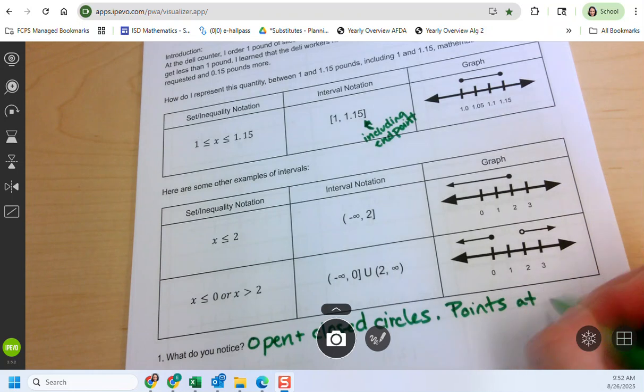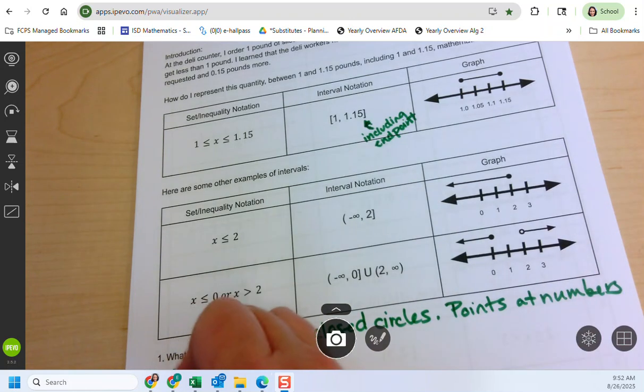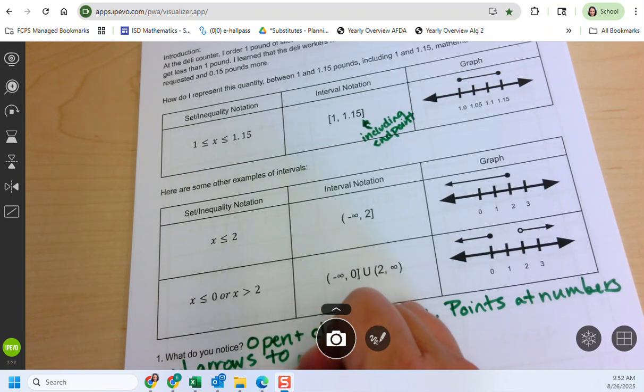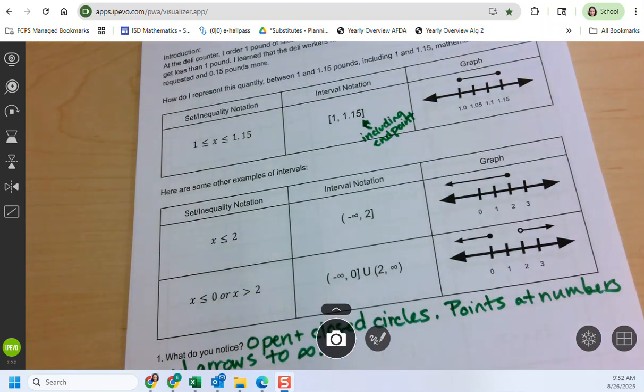Points at numbers and arrows to infinity. Well done. All right, in the back next to Mr. Smith. Anything you notice or wonder? What dictates whether infinity goes in the interval notation? Like if it goes first or second? Yeah. Excellent. Okay.